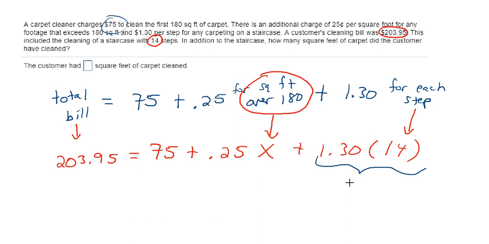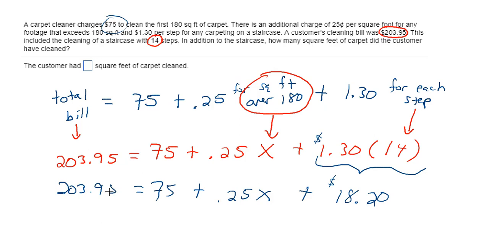And so we'll go ahead and multiply 1.30 times 14. Let me get my calculator out. We have 1.30 times 14, which is 18.2. That's what my calculator says. But we're dealing with money. This is $1.30 for 14 steps. That'll be $18.20 for all those steps. So even though mathematically I could put 18.2, I like to put the 0 there because we're dealing with money and it just looks more like a dollar amount if I do that. All right, the 0.25 is not going to change and the 75 is not going to change. So I'm just copying all this down, 203.95.